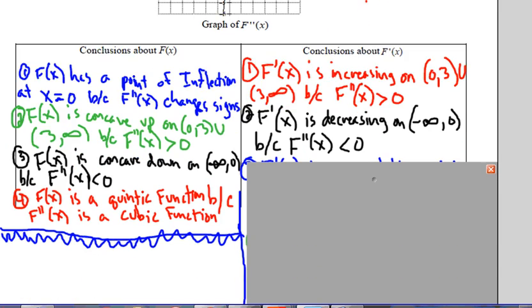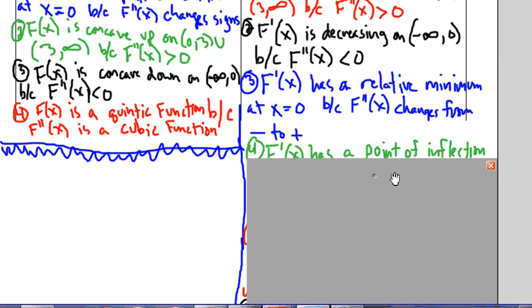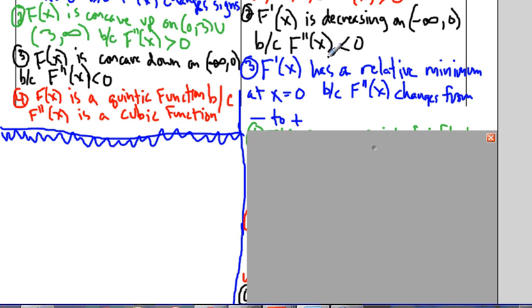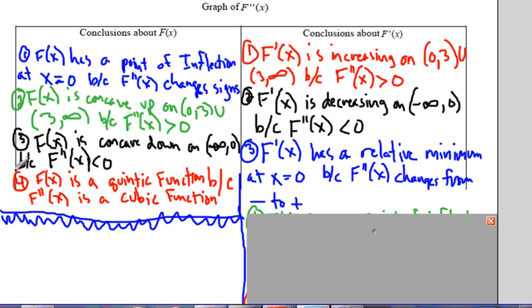All right, let's take a look at number 3. The derivative has a relative min at x equals 0 because the second derivative changes from negative to positive. Let's go look at that. So right here, it's negative below it, it's positive above it. Therefore, I can conclude that the first derivative has a relative min because the second derivative goes from negative to positive. Now, 4, 5, 6, and 7 are very similar to 1, 2, 3, and 4 over here.